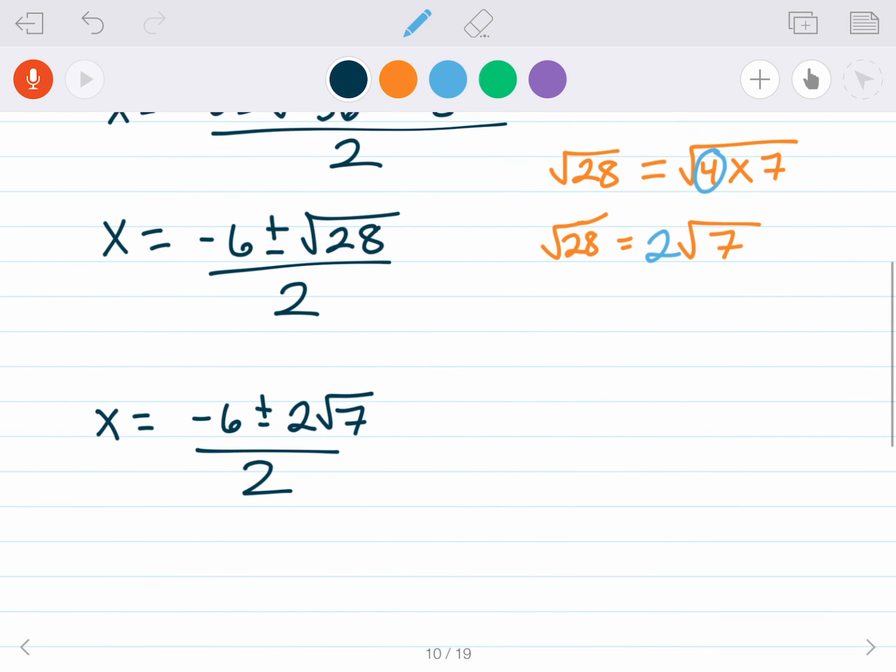I'm going to separate my answers out here and we can simplify even further. I'm going to show you how. So our first answer is negative 6 plus 2 root 7 over 2.